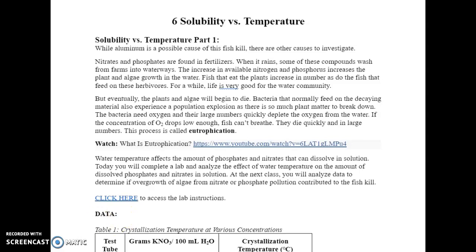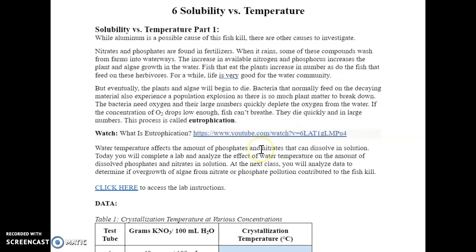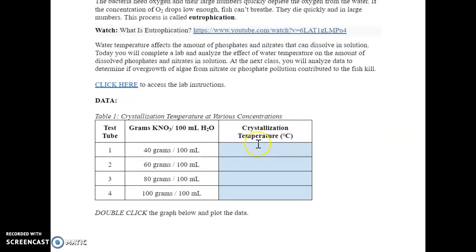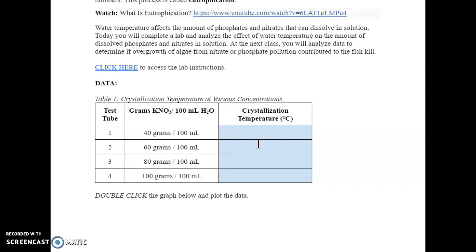Right, so we're going to look at day 6-7, solubility and temperature. First, you're going to read about phosphates and nitrates and their impact on the river. The phosphates and nitrates in our instance would come from the farms along different locations on the river. Then watch the video on eutrophication. If you're gone, I'm going to post an image of what the lab will look like.